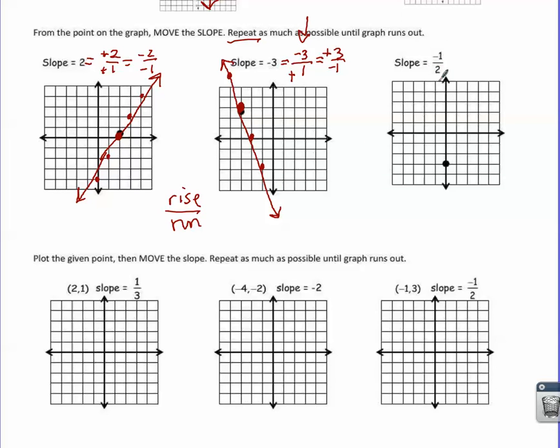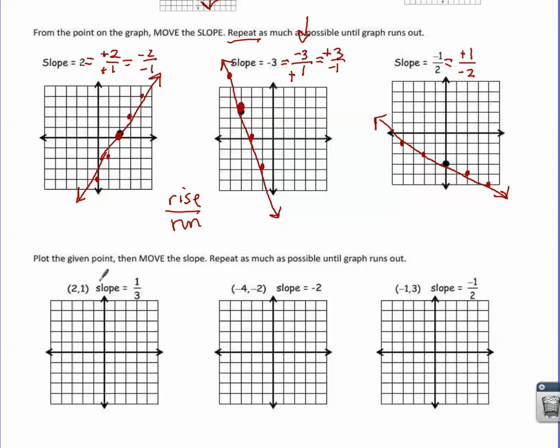Now pause the video and try the third example. Check your answer. You should have gone down 1, right 2. Or, to go in the other direction, up 1, left 2. It should have created a negative line because you have a negative slope.